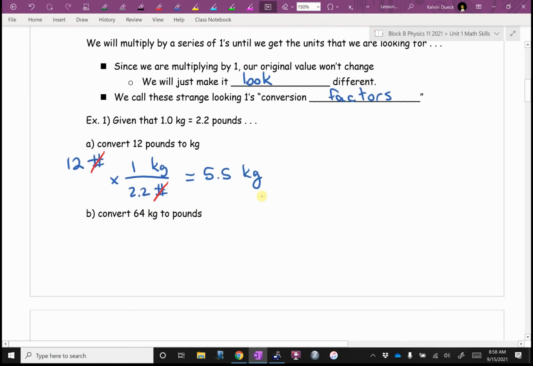What if I want to convert 64 kilograms to pounds? I'm going to write down what they gave me. I'm going to realize that's technically a fraction. I'm going to multiply by a conversion factor. What do I want to get rid of? Kilograms. Where is kilograms right now? Where am I going to put it in my conversion factor? How many kilograms? I guess my conversion factor says 1 kilogram is 2.2 pounds.